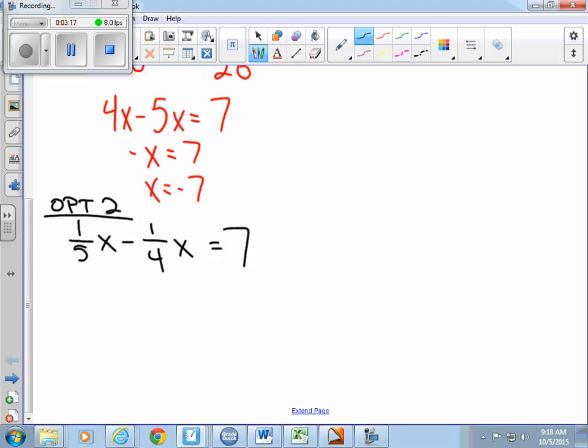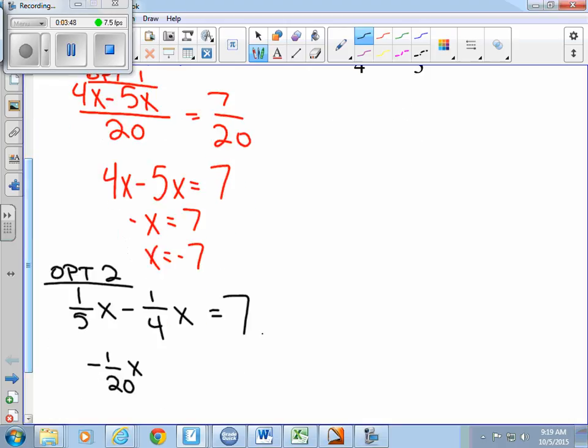That's option 2. You already get the denominators, which works great. A lot of people can't do that. So what is 1/5 minus 1/4? Math, enter. Try it. It'll give you a fraction: negative 1/20. So negative 1/20 x equals 7/20.